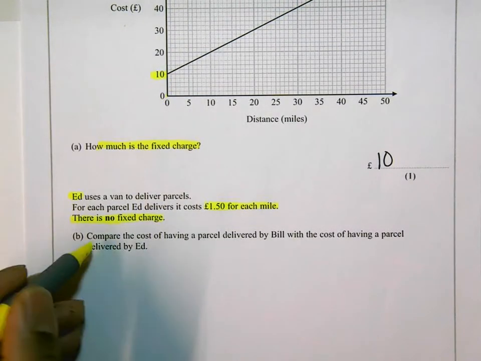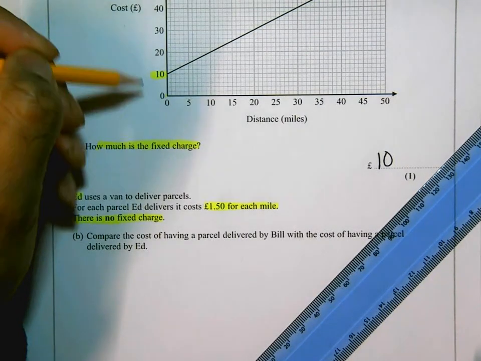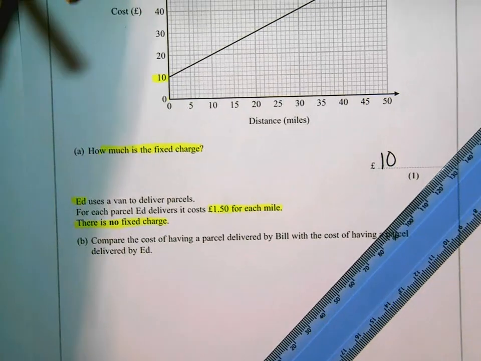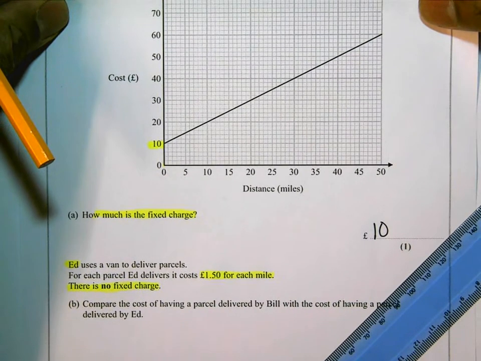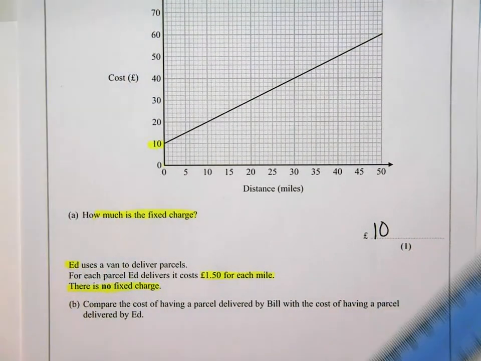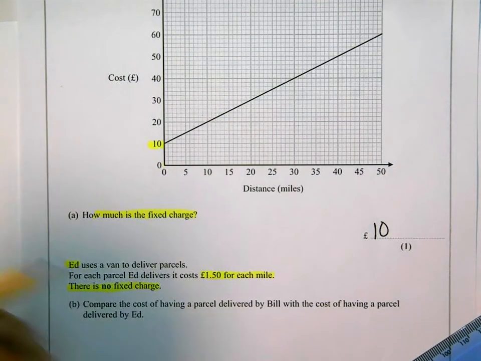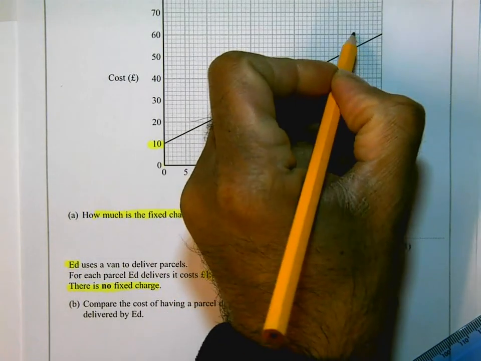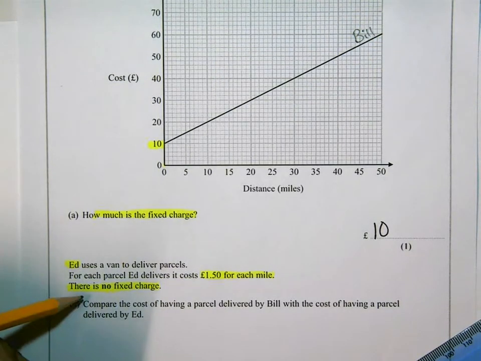Compare the cost of having a parcel delivered by Bill with a parcel delivered by Ed. This is a very difficult type of question because it says compare. So I'm going to go back up to the graph and see what this means. We've got the graph for Bill, so this bit here is Bill's graph. We need to draw a graph for Ed.